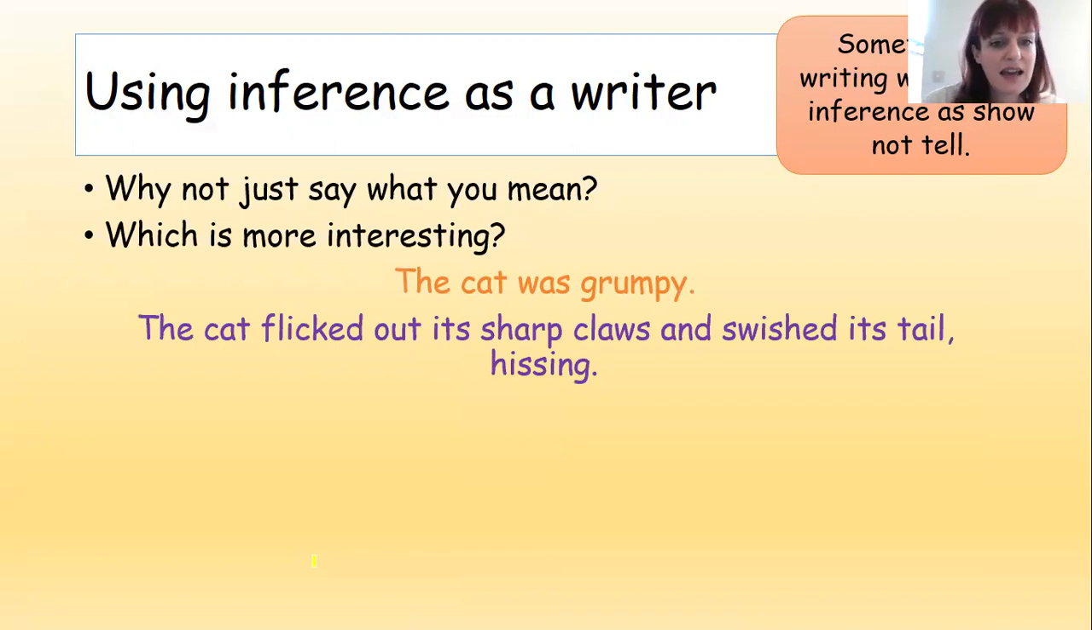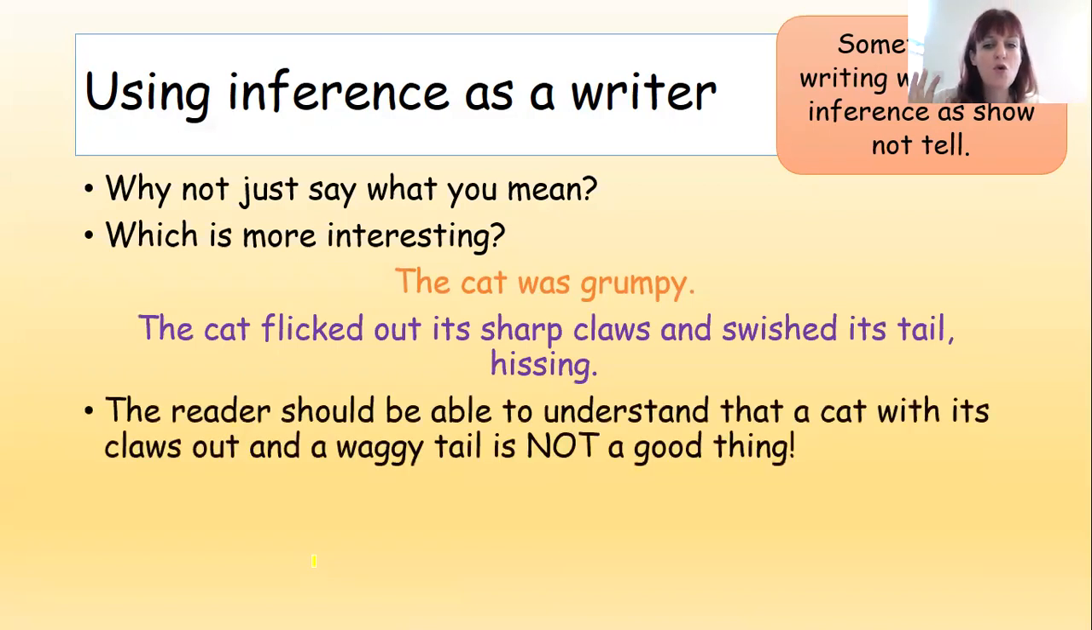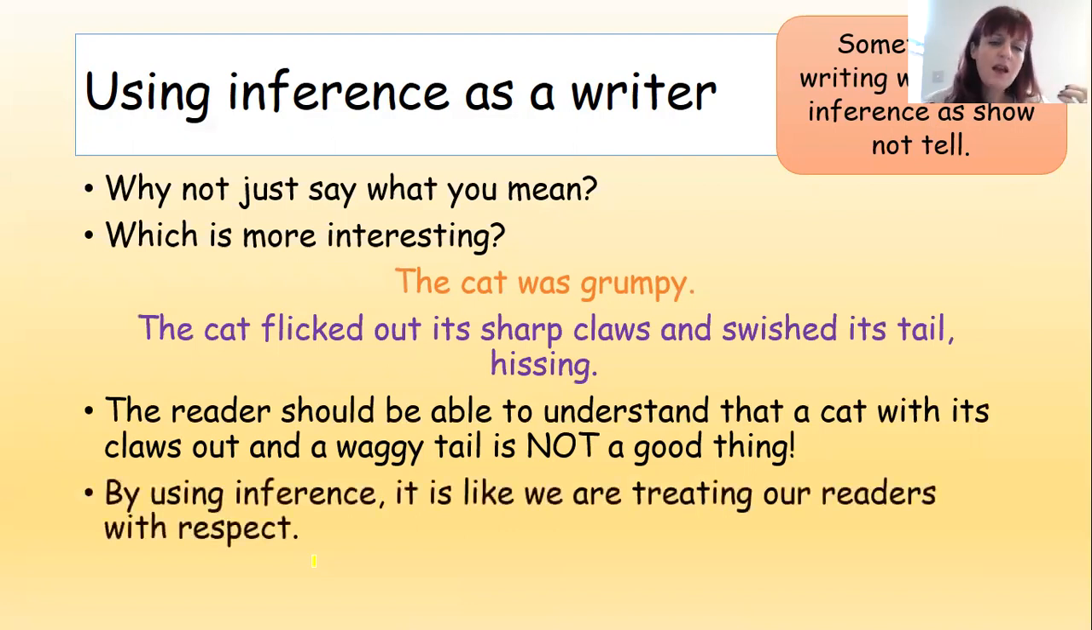But here, the cat flicked out its sharp claws and swished its tail. I know a bit more. And hopefully, as a reader, your readers will also know that a cat with its claws out and a waggy tail, unlike a dog, is not a good thing. Bad thing. Cats switch their tails, they'll run away. Here, by using inference, it's like we're treating our readers with respect, okay?